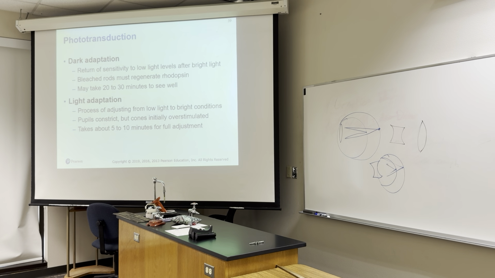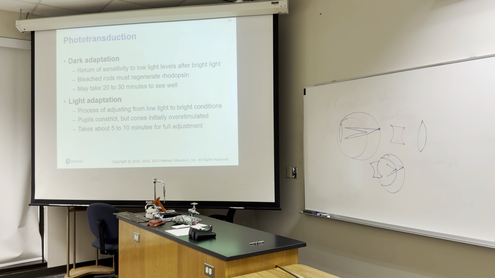Okay, so now this is important. Let's talk about dark adaptation and light adaptation. What happens when we say dark adaptation? What do we mean by that? It is the return of sensitivity to low light levels after bright light. Bleached rods must regenerate rhodopsin and may take 20 to 30 minutes to see well.